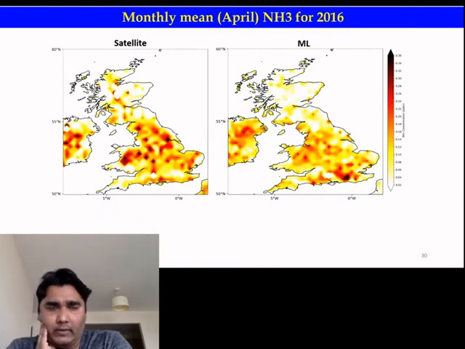Here is the satellite data on the left-hand side, and on the right-hand side you can see the ML method, which has given a computational time of roughly half of the actual model simulation. And you can clearly see that these patches of ammonia over the UK are quite identical.